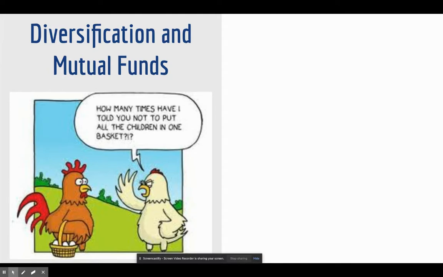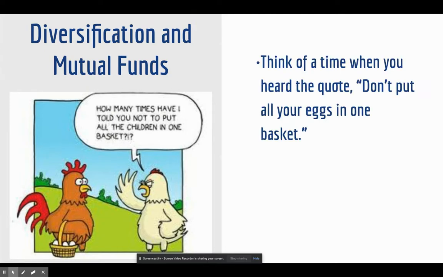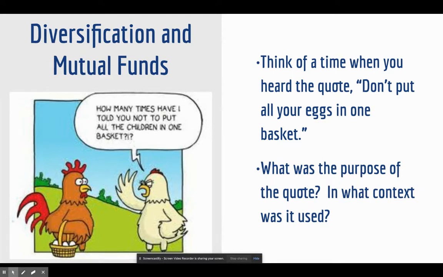So once you're done laughing at the hilarious cartoon that I hand selected for you guys, let's think about not putting all of your eggs in one basket. Let's think about a time where we've heard that quote and the purpose or the context of that quote. At the heart of it, it applies to a lot, not just investing, but we look at what happens if we put all of our time, our energy, our efforts, our resources, and in investing examples, our money into one particular thing.